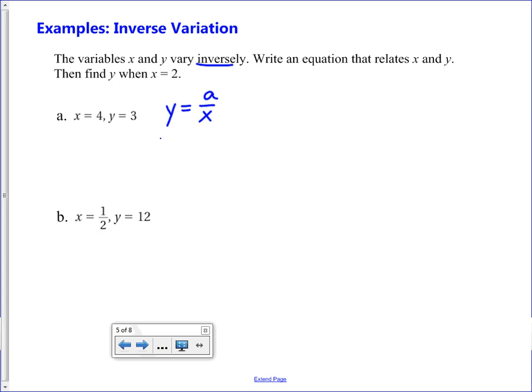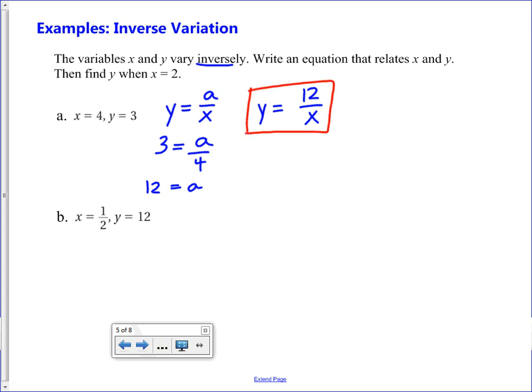Our first y value is 3, and our x value is 4, which means that a is 12 in this example. We can write our equation y equals 12 over x. That's our inverse variation equation for this example. It wants us to evaluate now, find y when x equals 2. So we can plug in 12 over 2, which simplifies nicely to y equals 6. That's the second part of our answer.